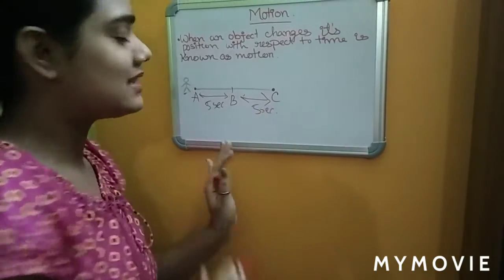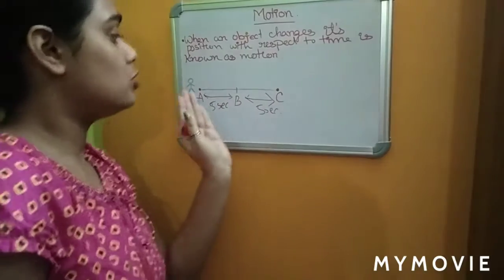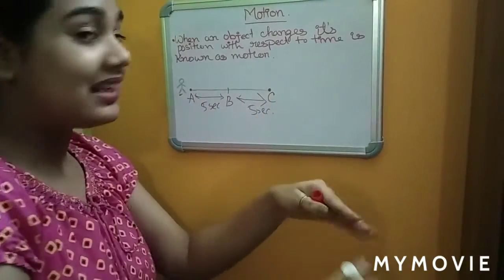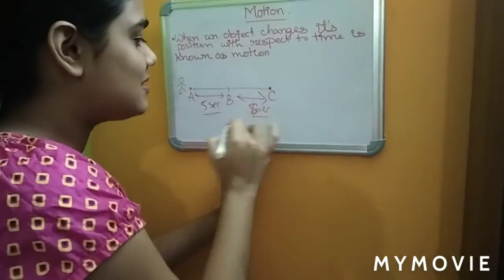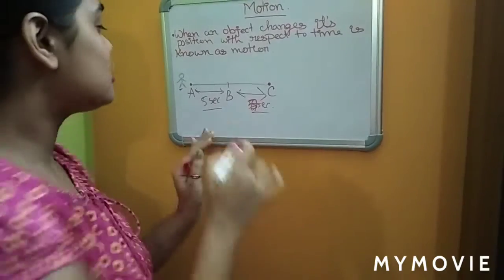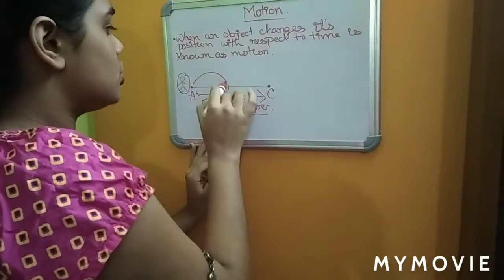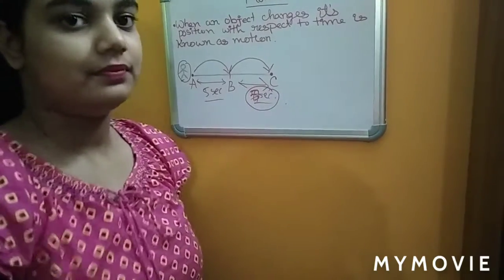So here the object is changing its position from A to B and from B to C with respect to time. And what is the time? The time is 5 seconds, 5 seconds. It can be 6 seconds, can be 7 seconds, can be anything. So the basic thing is this object is changing its position with respect to time.